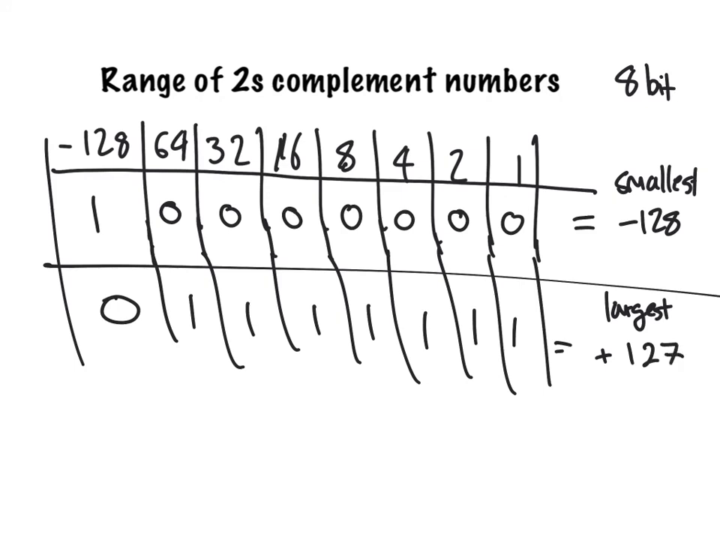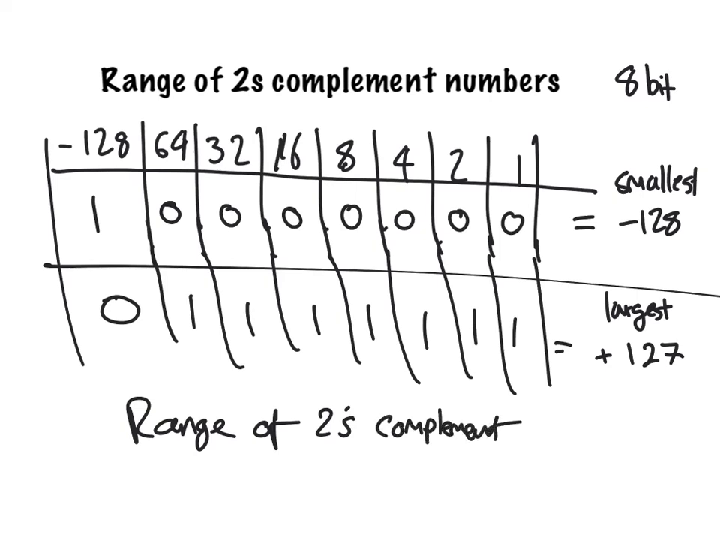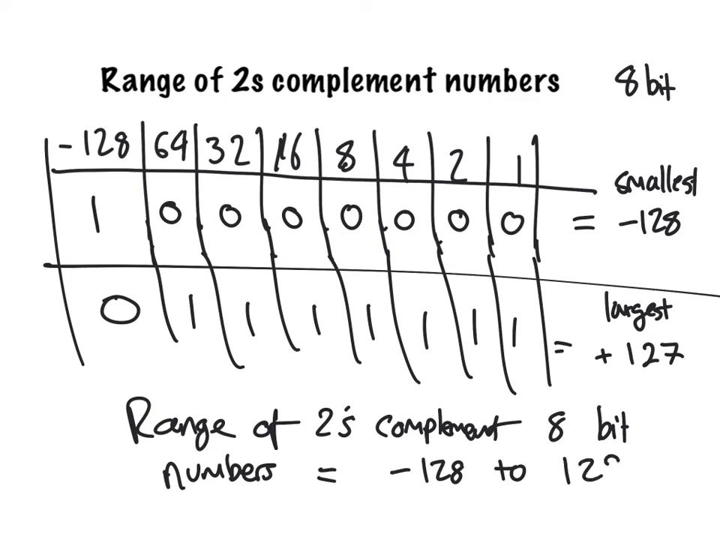Okay, so the range of 2's complement 8-bit numbers is equal to all the way from negative 128 to positive 127.